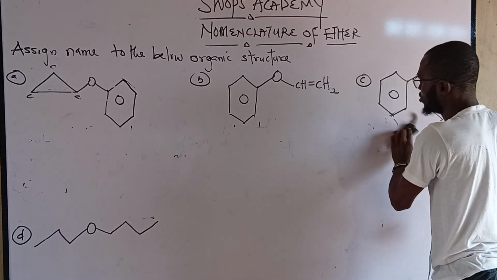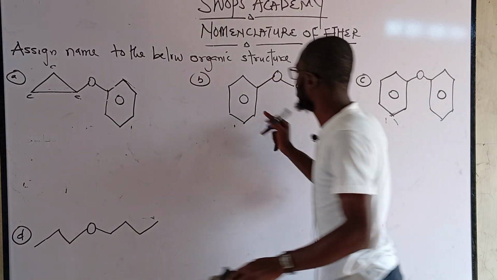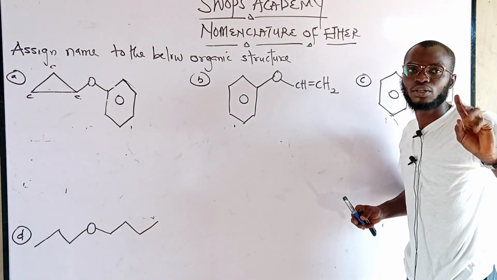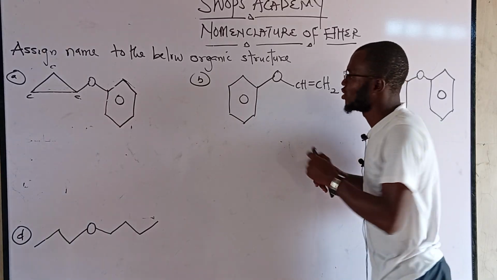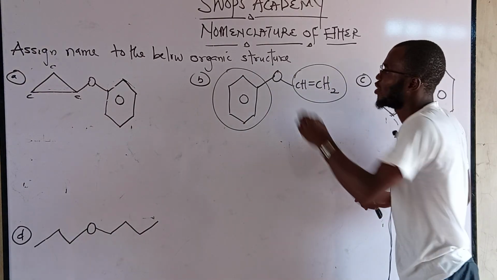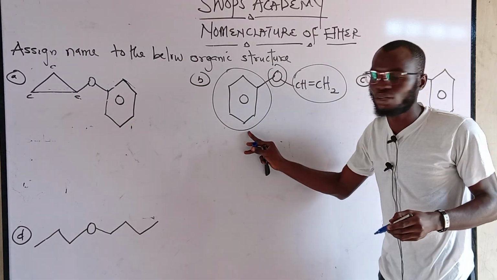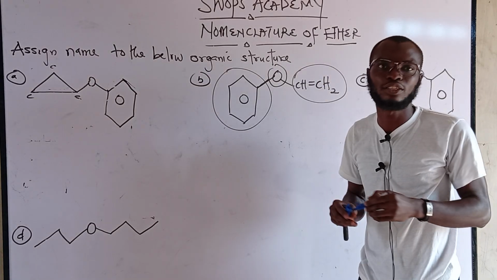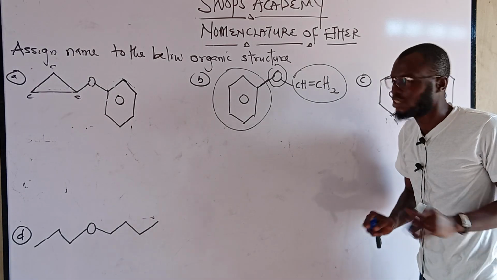This second one, what do we have? How many substituents do we have? We have 2 substituents as well. This is the first substituent, this is the second substituent, and this is the ether. Are we together? The first substituent, what do we call it? I said when you have a benzene like this and there is one stick standing like this, it is called phenyl. I hope you have gotten that.